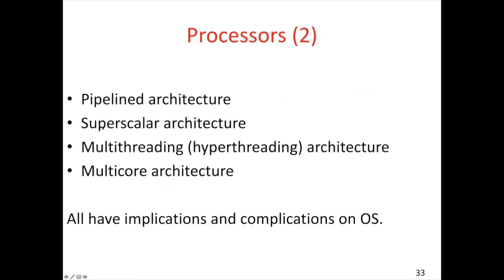We have different processor architectures. For example, it may be a pipeline architecture, superscalar architecture, or multi-threading, hyper-threading architecture, or multi-core architecture. All these different architectures have implications and complications on the operating system.